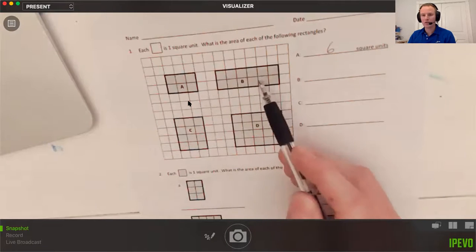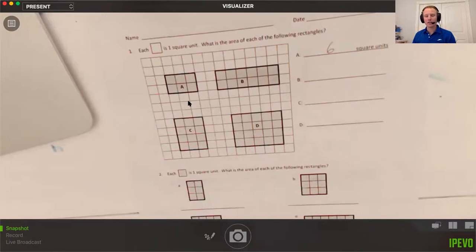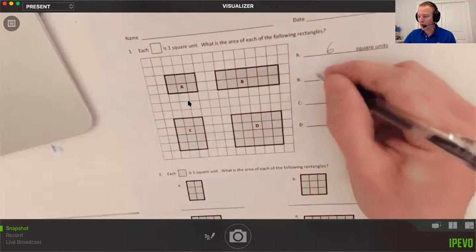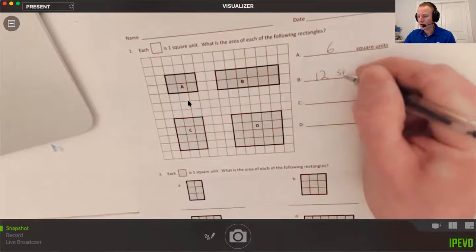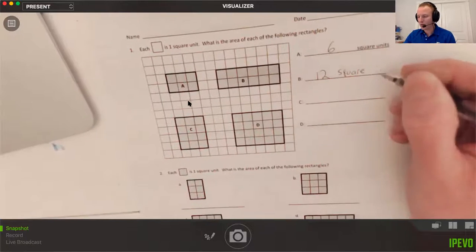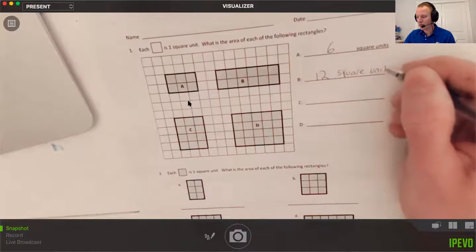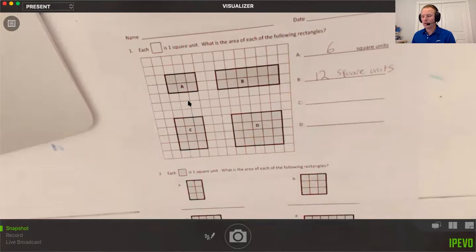4, 5, 6. So I'm going to think of that like a 2 by 6 array, and we've done a bunch of this sort of work throughout the year. A 2 by 6 array I know has 12 things in it, so this must have 12 square units. Okay, and that's a little preview of the next couple of lessons, where we're going to be able to use multiplication to find area.